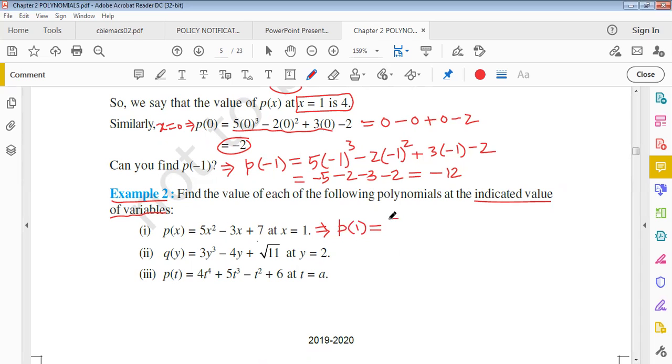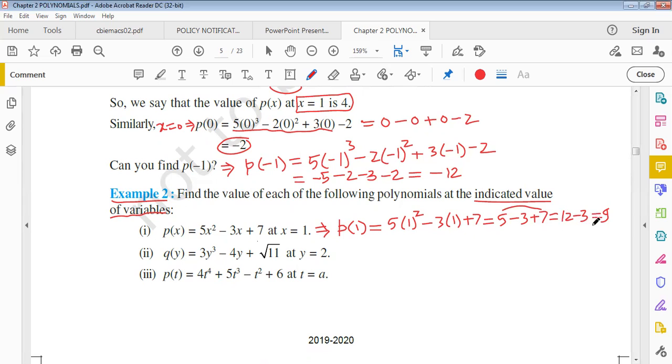Then 5 into x square with x equals to 1, minus 3 into 1 and plus 7. What are we getting? The square of 1 is 1, 1 into 5 is 5, then 3 into 1 is -3, and plus 7. 7 and 5 are of positive sign. कितना हो जाएगा? 12, and minus 3, that is equal to 9. That means when we are putting x equals to 1 in this polynomial, we are getting the value of p of 1 equals to.